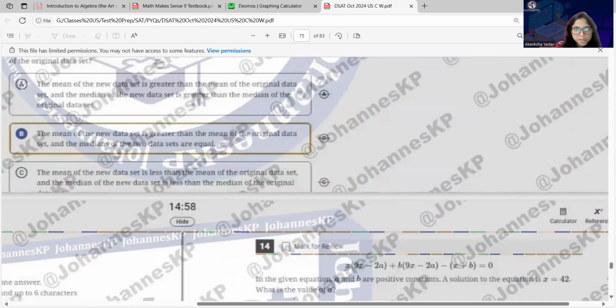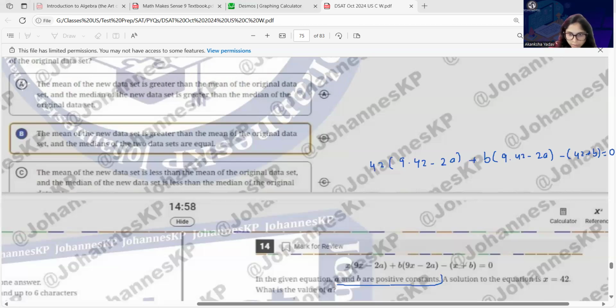Yeah. So over here, x times (9x minus 2a plus b) times (9x minus 2a minus x plus b) is equal to 0. So in the given equation, a and b are positive constants, and the solution is x is equal to 42. So over here, wherever you have x, we can replace it with 42. Will become 9 times 42 minus 2a plus b times 9 times 42 minus 2a minus 42 plus b is equal to 0. Now a and b both should be positive, and you have to find the value of a.